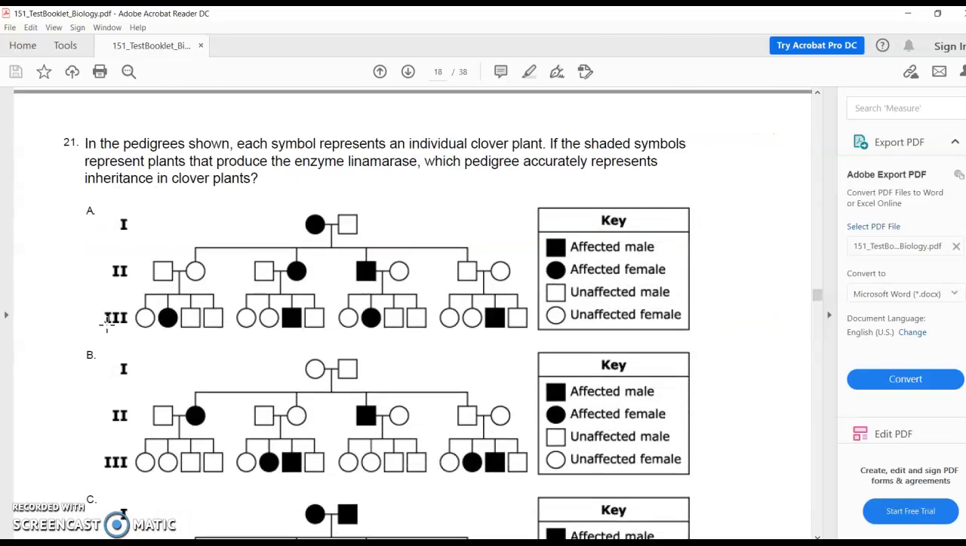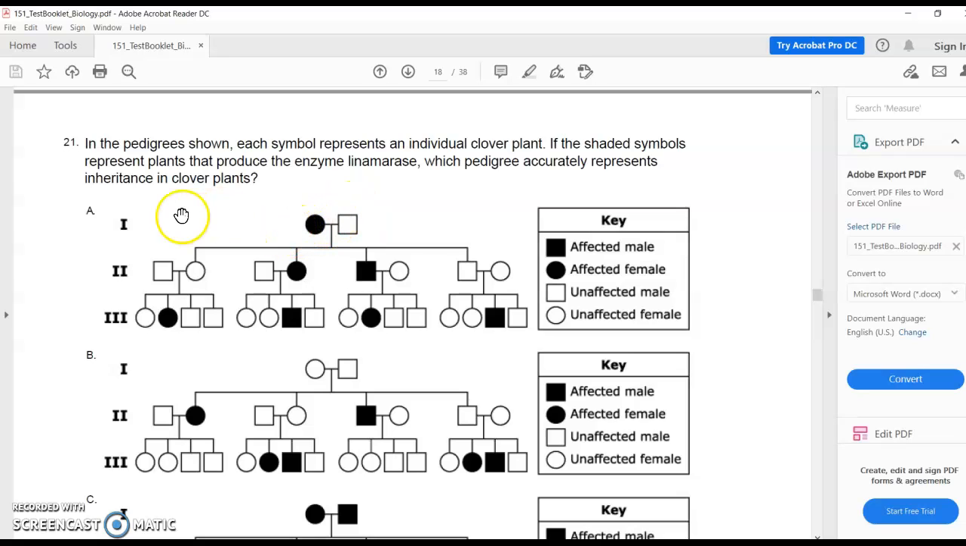Now, 21 is something we did not get to go over. And these are called pedigrees. So pedigrees are genetic family trees. And you will always have a key. So you can see keys over here. So shaded in typically means that they have the trait, and not shaded in means they don't have the trait.